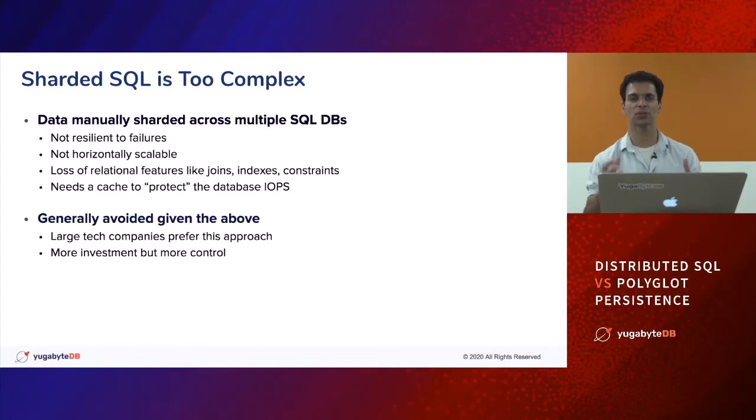And finally, you'd need a cache in order to protect the total number of IOPS to the database, because if this system with the increasing scale starts putting more and more pressure on these individual databases, you'd either have to keep resharding them and scaling them out, which is a daunting manual process, or you put a cache to protect the total number of IOPS.